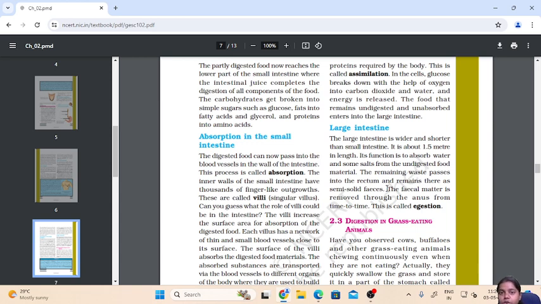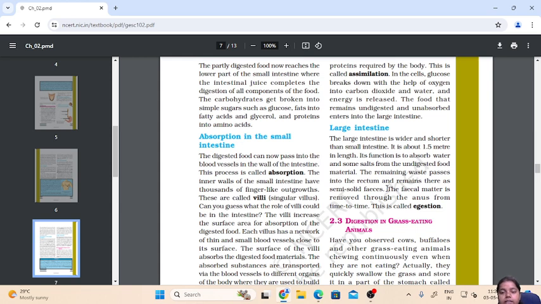What happens in the small intestine? The digested food is absorbed. Once it is absorbed by the villi, what happens? The undigested food is passed down into the large intestine. So what is the function of the large intestine? It absorbs the salts and the water available in that undigested food. Whatever it can take, it will take.